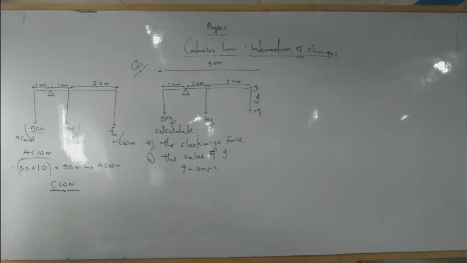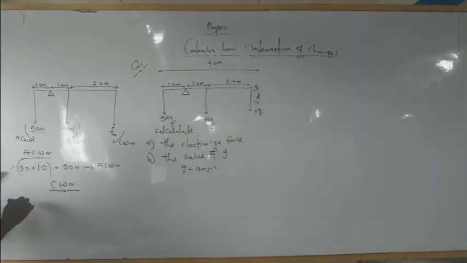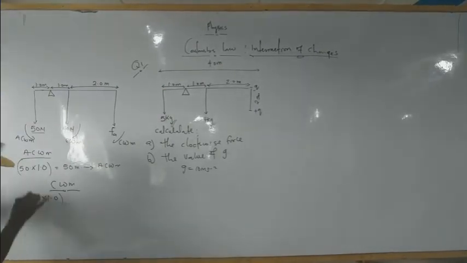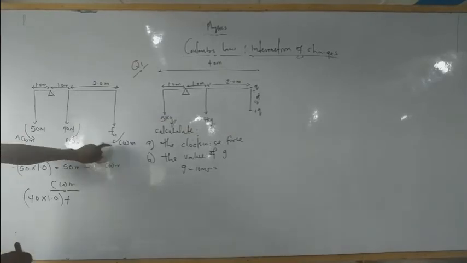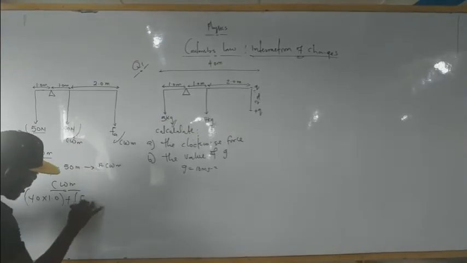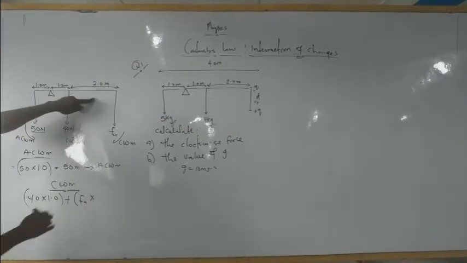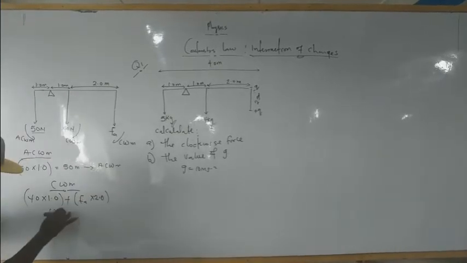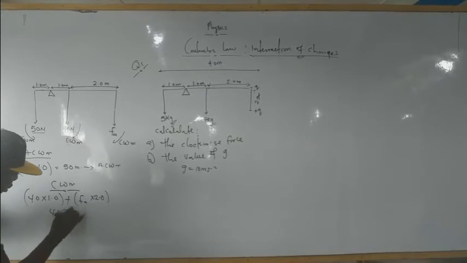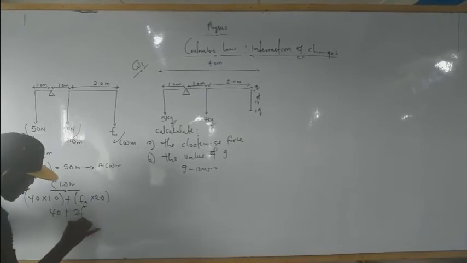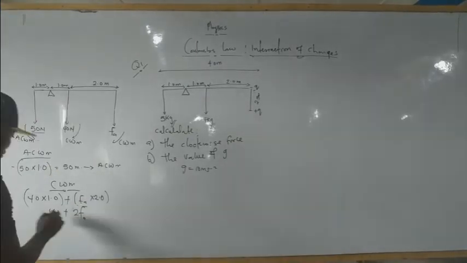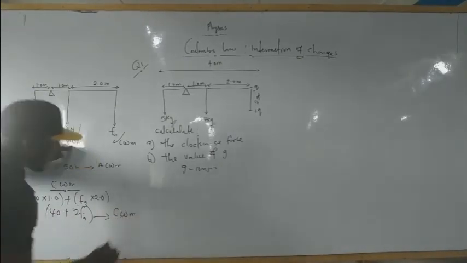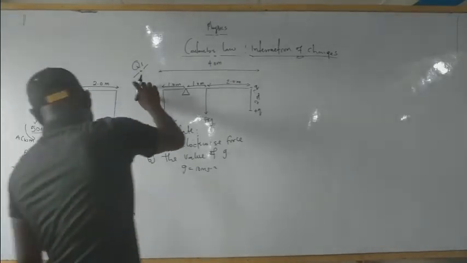For clockwise moment, we have 40 Newton times 1.0 plus FA times 2.0. Okay? So this will give 40 plus 2 FA. So these are the clockwise moments. This is a 2014 WAEC question.